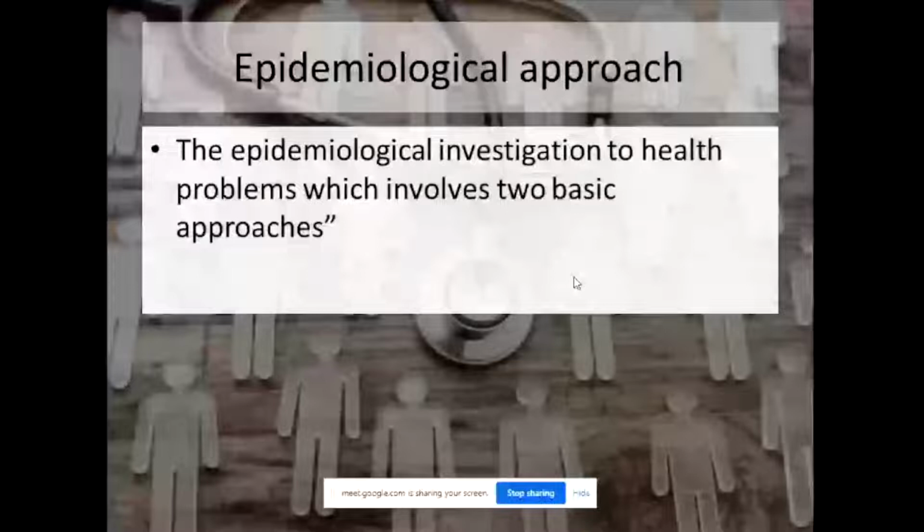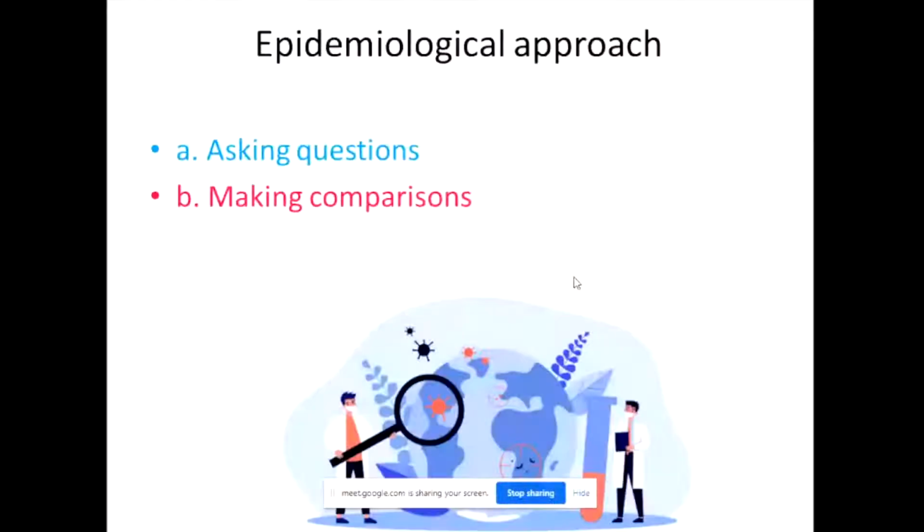The epidemiological approach, we can define it as the investigation of health problems, which involve two basic approaches. So when you see the word approach, it means there is an investigation of any health problem that we are trying to do research about. We have two ways to get that. First, asking questions, and second, making comparison. So we are reaching the cause of this medical problem in two ways, either by asking a question to know why that issue happened, or by making comparisons.